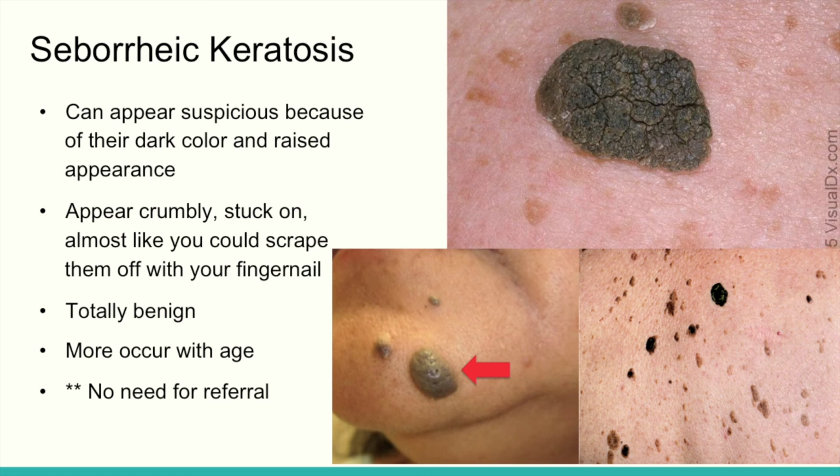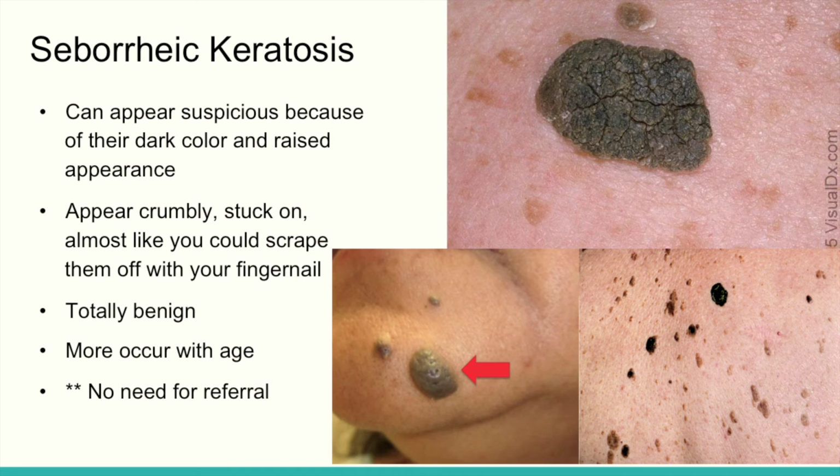Seborrheic keratosis are something that look a lot like melanoma, and people are often very confused by this. They are growths that usually are asymmetric, which fits our ABCDs. The color can be inconsistent, and the borders are not consistent as well. So you would think, well, how do we determine whether or not this is melanoma? The difference with a seborrheic keratosis is that they usually look like they are stuck on.